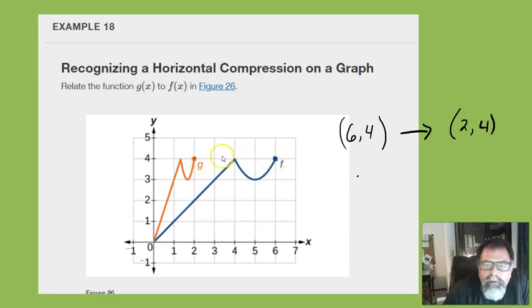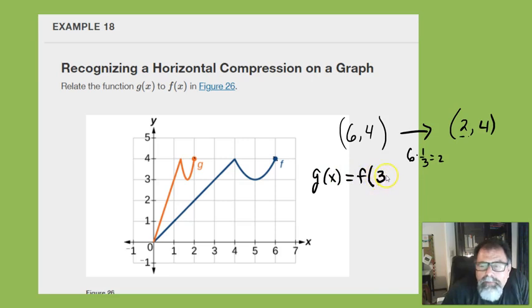So if I look at this one, I'm taking 6 and I'm multiplying 6 by what to get to 2. So I'm multiplying it by 1/3. So 6 times 1/3 is 2. Right, to get my transformation here. So I'm going to say g of x is f of, remember you do the opposite, so it'll be times 3x. Okay, and then that's your answer.